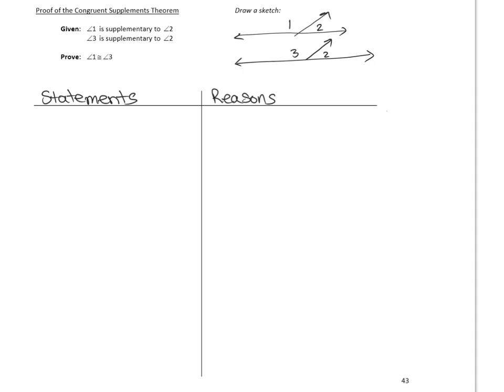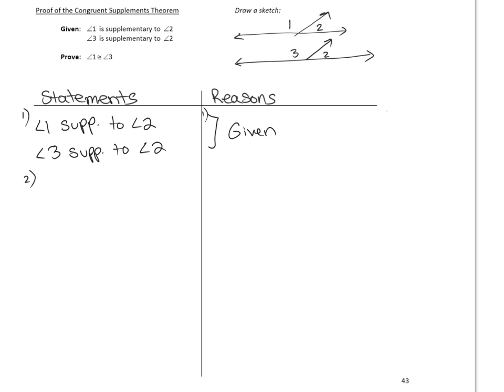We always list our givens. And I'm okay with you abbreviating. Angle 1 supplementary to angle 2, and angle 3 supplementary to angle 2. Both of those are given. That is my first step. Then, second step. If two things are supplementary, then they add up to 180 degrees. So measure of angle 1 plus the measure of angle 2 adds up to 180. That is by the definition of supplementary, pure and simple.